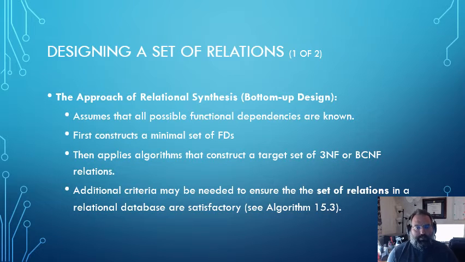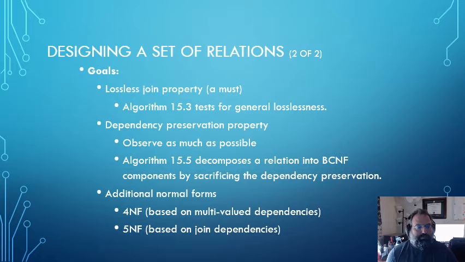See algorithm 15.3. The goal is a lossless join property. It's a must. Algorithm 15.3 tests for general losslessness. Dependency preservation property: observe as much as possible. Algorithm 15.5 decomposes the relation into Boyce-Codd normal form components by sacrificing the dependency preservation. Additional normal forms: fourth normal form, based on multi-valued dependencies, and fifth normal form, based on join dependencies.